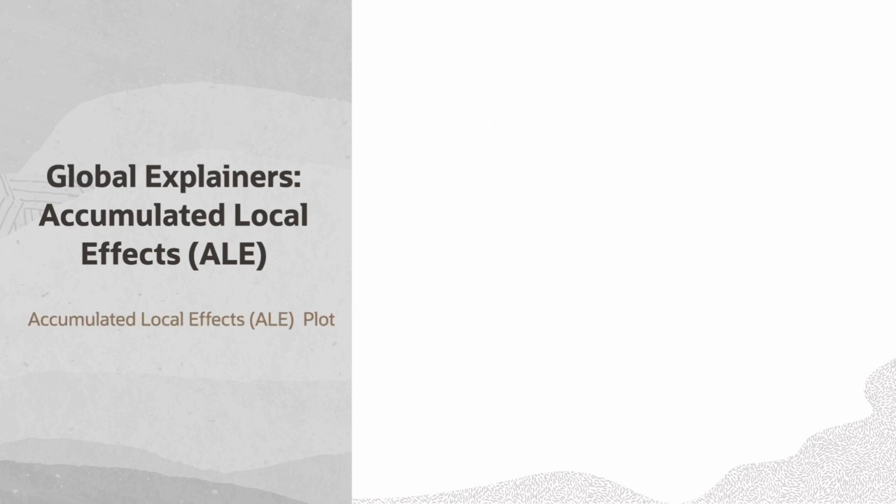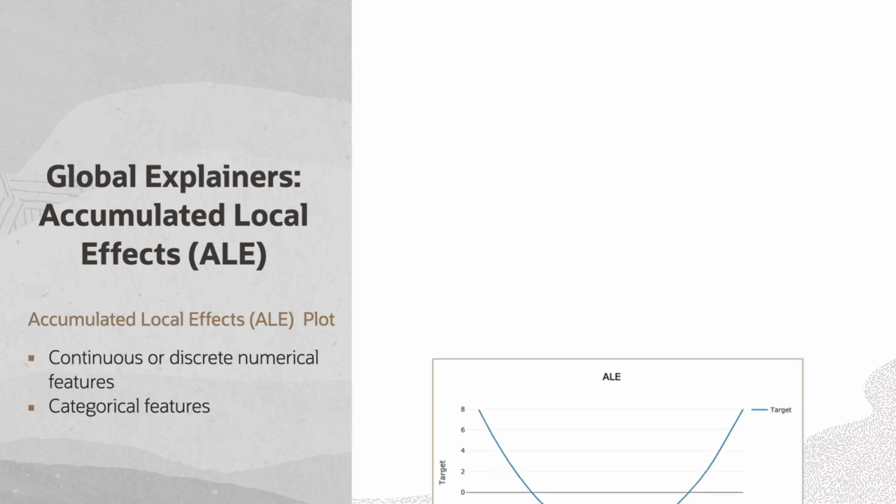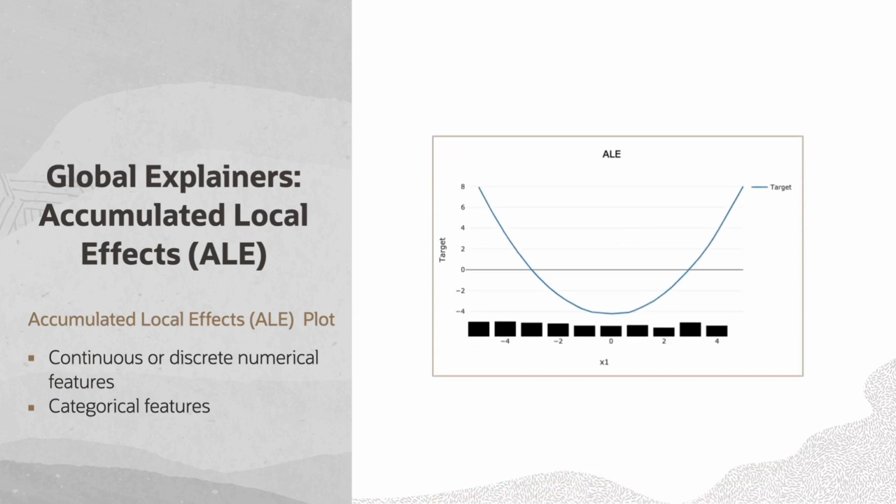Talking about the interpretation of the ALE plot, there are again continuous or discrete numerical features, and there is one for the categorical features. The x value in the graph is a numerical feature. The x-axis shows the selected feature values and the y-axis shows the delta in the target prediction variable relative to the average prediction.